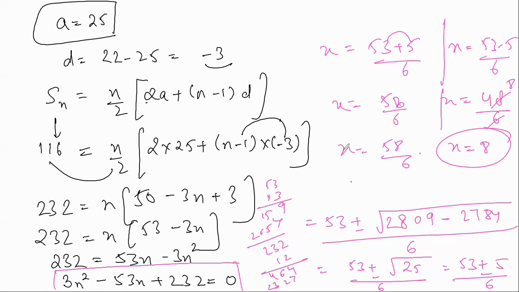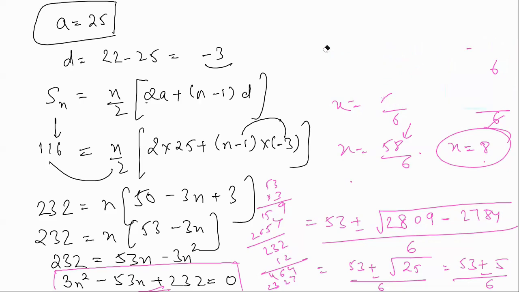So I have used the quadratic formula to find out the value of n. So this comes in the decimal form, right? But n can't be in the decimal form, so we can take n as 8. So after solving this one, I got n as 8 or x as 8. That is the same thing. Now we have n also.